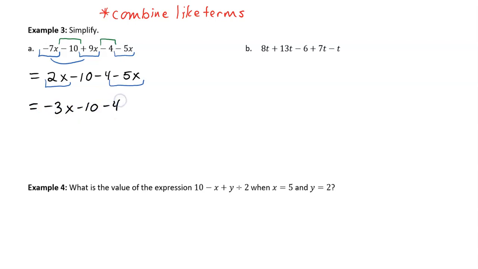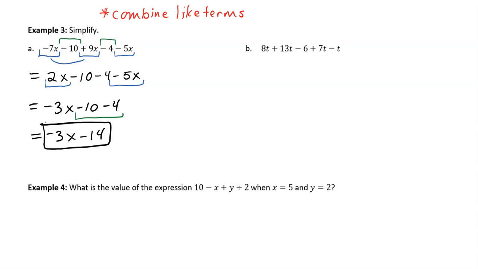Minus 10 minus 4. So I've combined my like terms. Adding my values now, my numbers that don't have a variable, those are like terms in themselves. I'm going to get negative 3x minus 14 as my answer. And there it is. Now, this is where we want to make sure we know the difference, right?